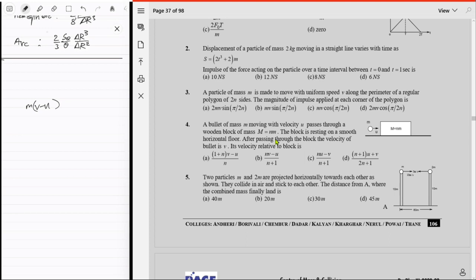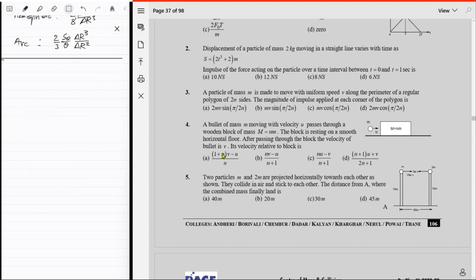So the velocity would just be this upon capital M, but in the negative direction. So this is the velocity of our capital M block. It's just u minus v upon n, in the left direction. Now take v minus this, which gives the relative velocity. So you get n plus 1 times v minus u upon n. That's option A. Next question.